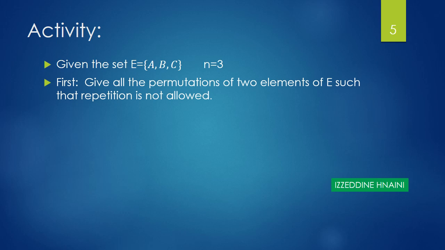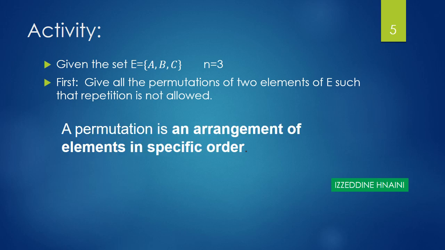Here we want to make a revision. What do we mean by a permutation? A permutation is an arrangement of elements in a specific order. For example, the number of your phone, the password of your email, etc. These are permutations.